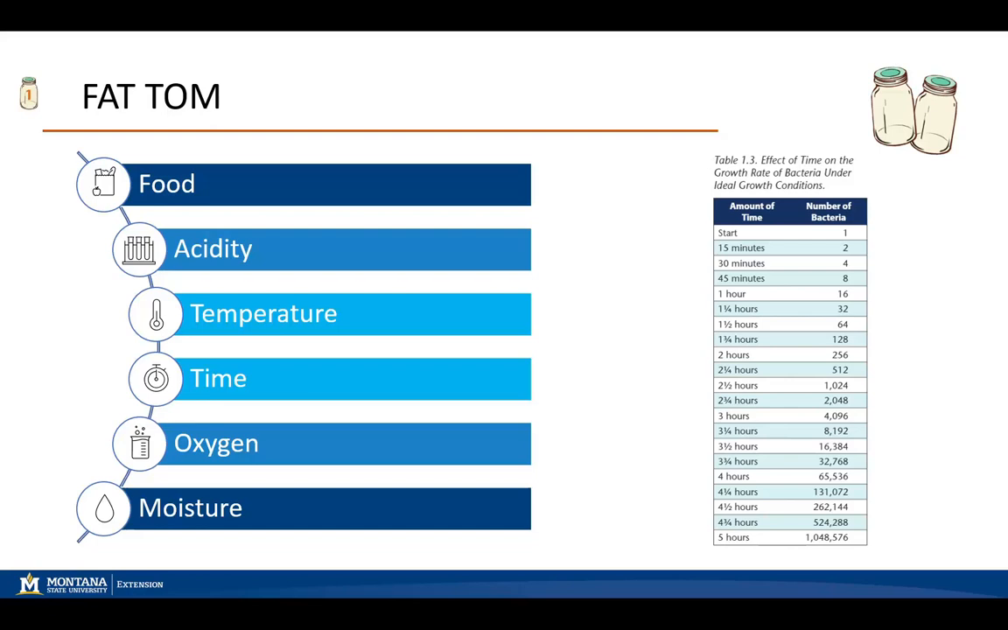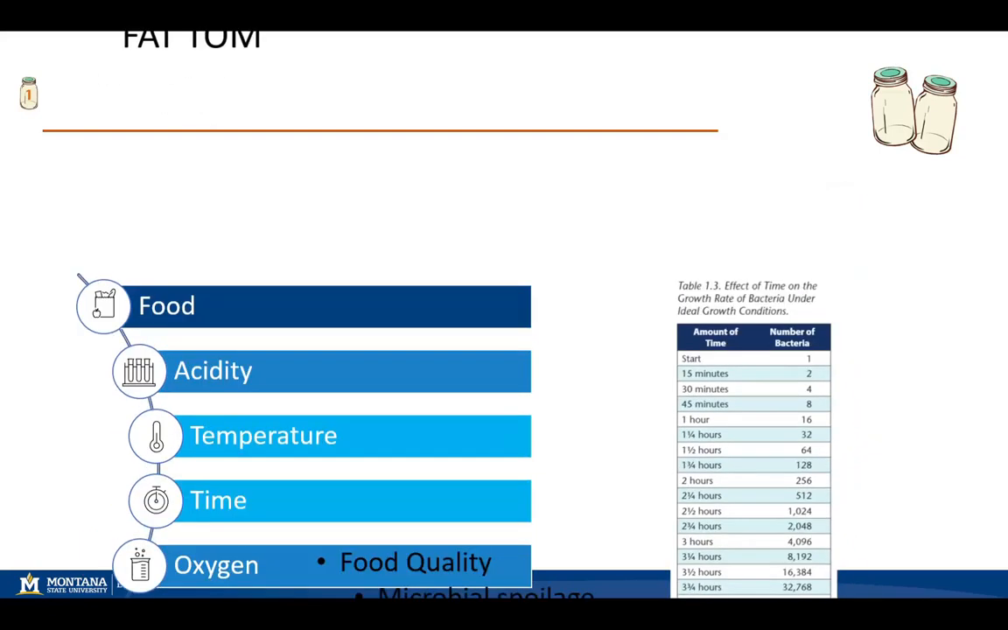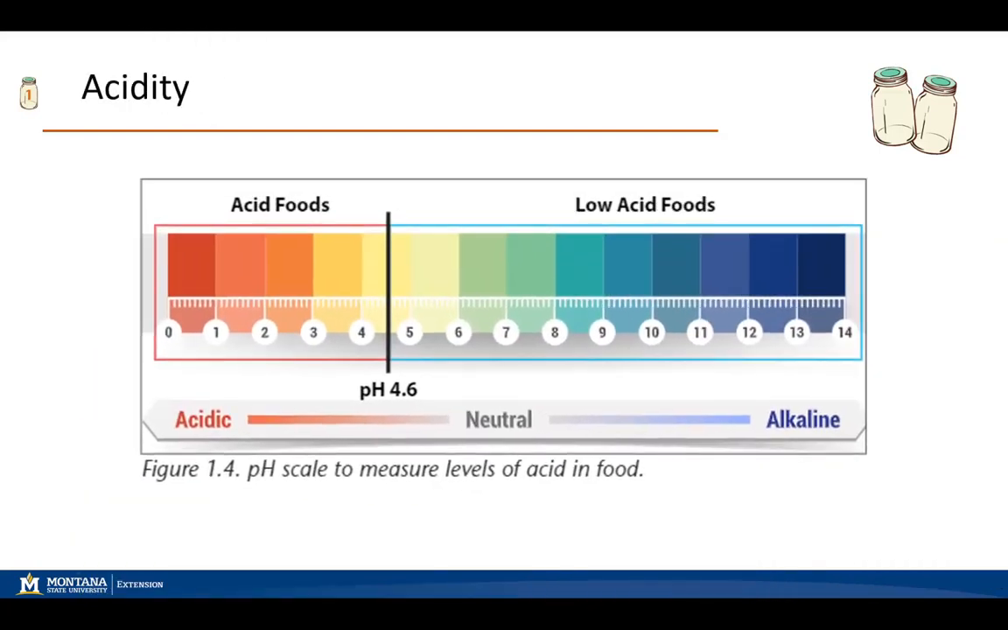And in food preservation, we pay specific attention to the acidity of the foods. Acidity, or pH, plays an important role in determining what methods we use to preserve food. The pH scale ranges from 0 to 14, with a value of 7 being neutral. The lower the number, the more acidic the food is, and consequently, the higher the number, the more alkaline or basic the food is.